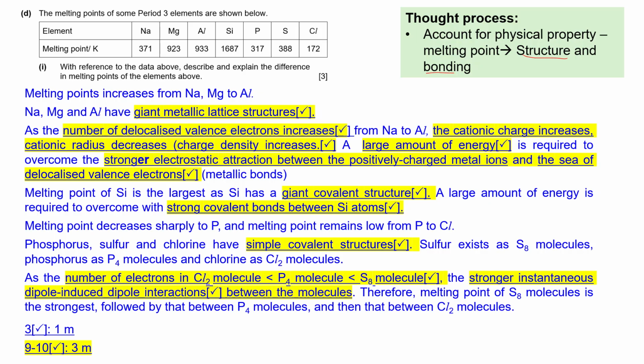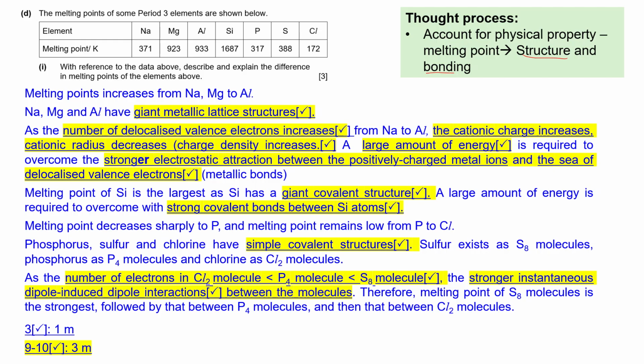chapter, to explain why there is a difference in melting points of the elements. So a lot of you point out to me that the first three elements over here, sodium, magnesium, and aluminium, have giant metallic lattice structures. That will give you a tick.